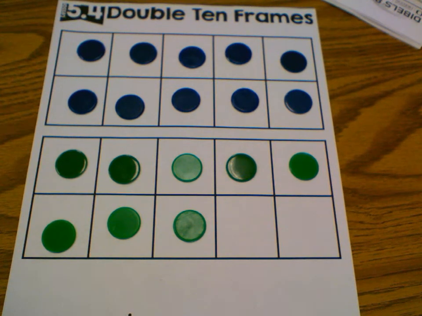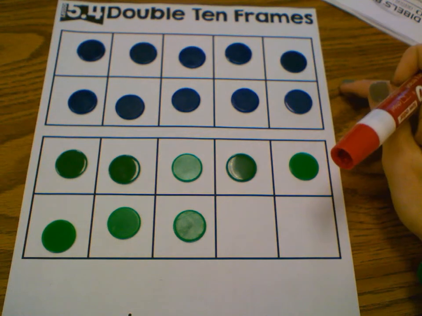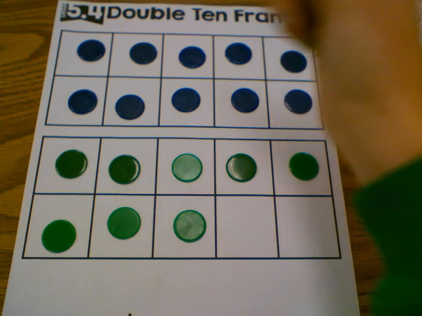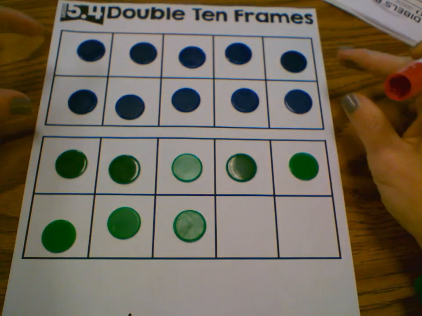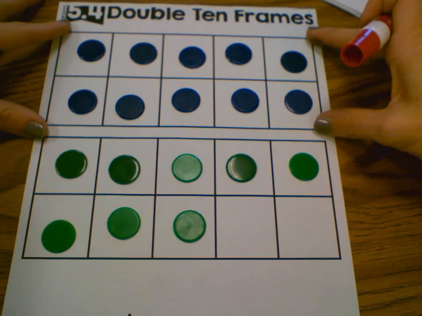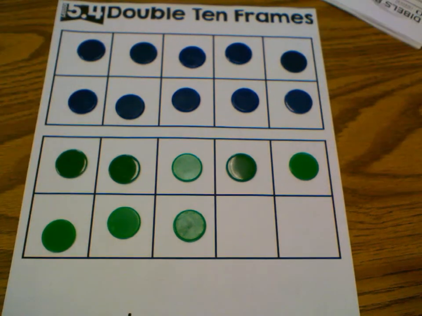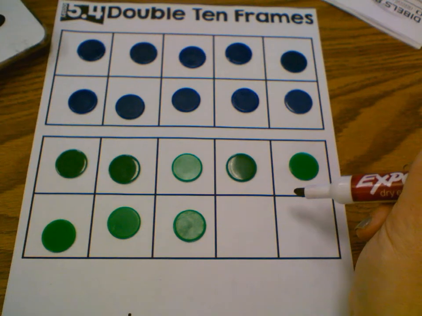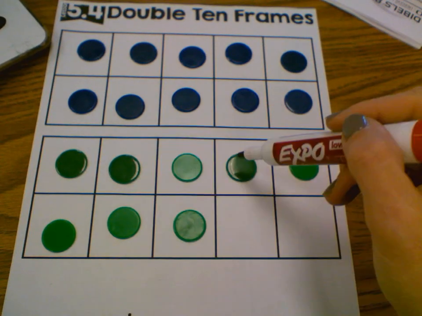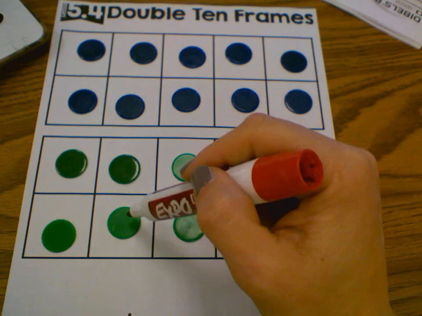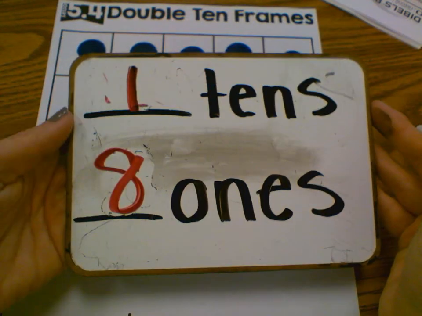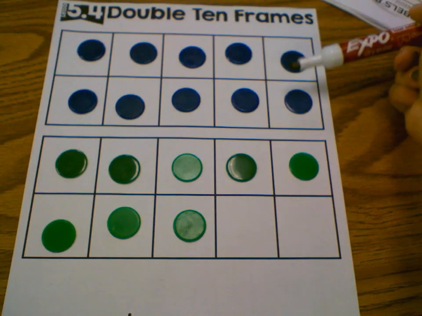How many groups of 10 do I have? One full group of 10. I'm going to say it again. I only have one full group of 10. So I have 1 ten. How many ones do I have? 1, 2, 3, 4, 5, 6, 7, 8. I have 8 ones. Okay? I have one group of 10 and 8 ones, and that gives me the number 18.